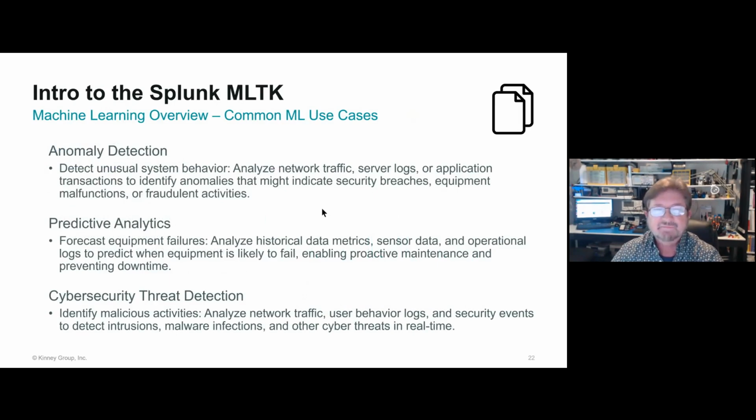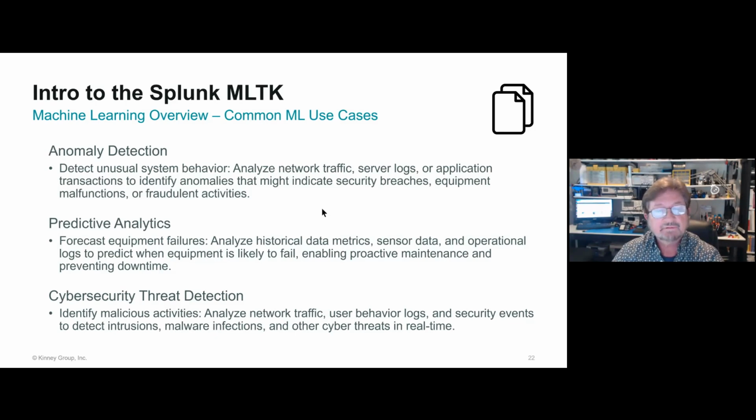All right, wrapped up with all that coverage. A couple of common use cases. I've talked about anomaly detection quite a bit. It's good for unusual system behaviors, network traffic, server logs, CPU utilization, application transaction response times, you just name it. Anomaly detection lets us identify when something is out of kilter.